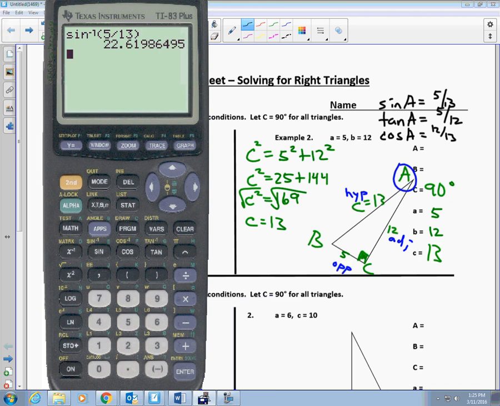Now, just to make my point, I just did sine inverse of 5 over 13. I'll do tangent inverse of 5 over 12. I'll do cosine inverse of 12 over 13. Not in this situation. In some it does, but not in this situation. So I think we've convinced ourselves that angle A is 22.62 degrees, right?